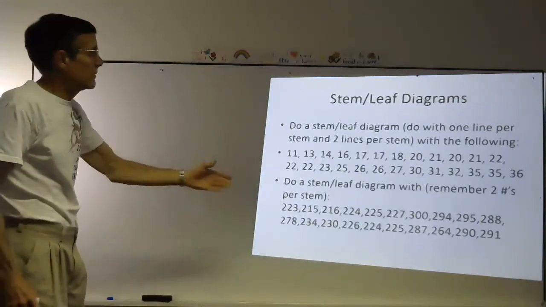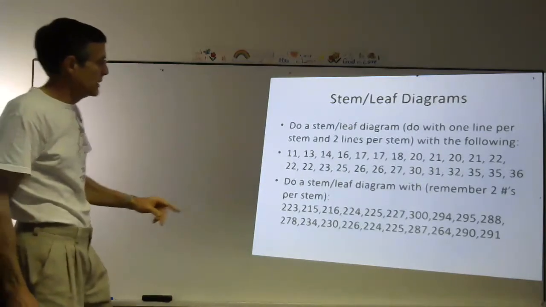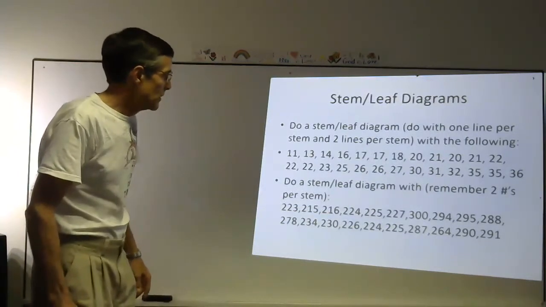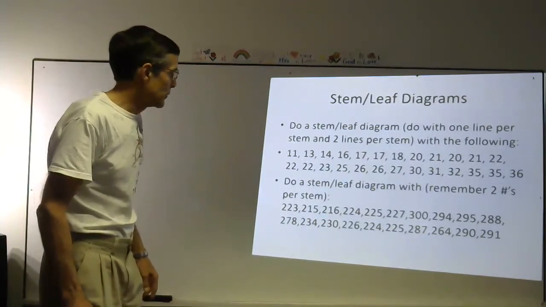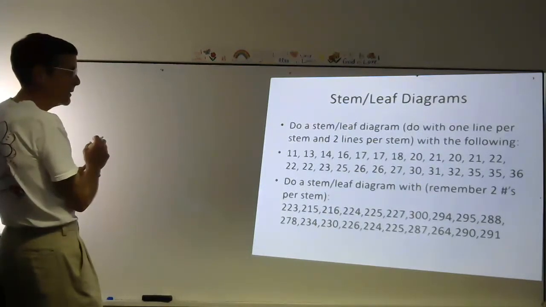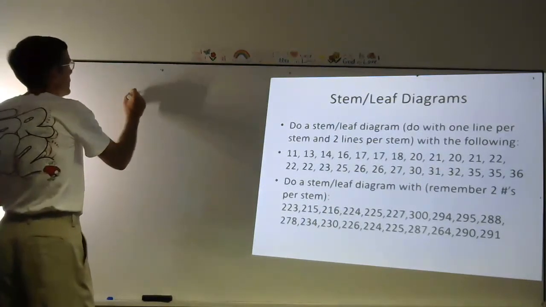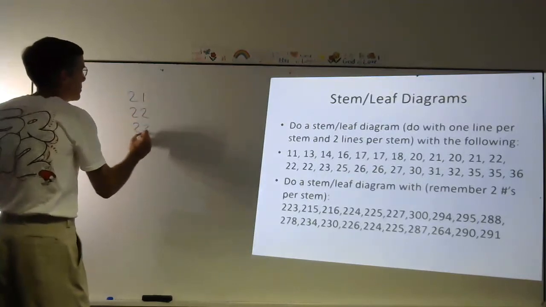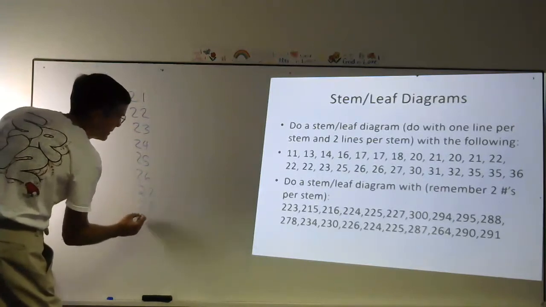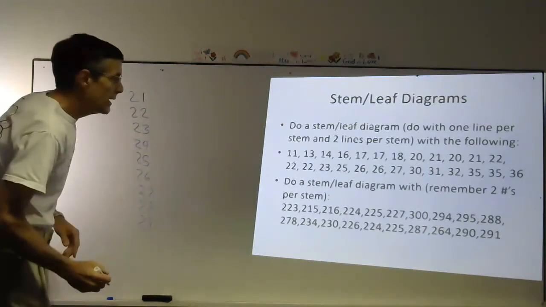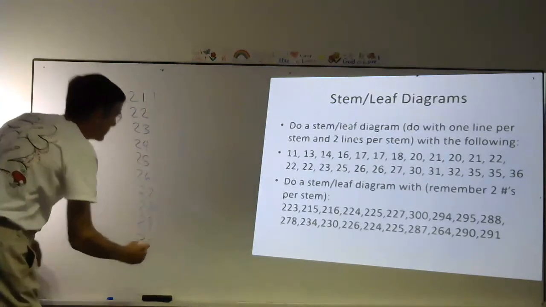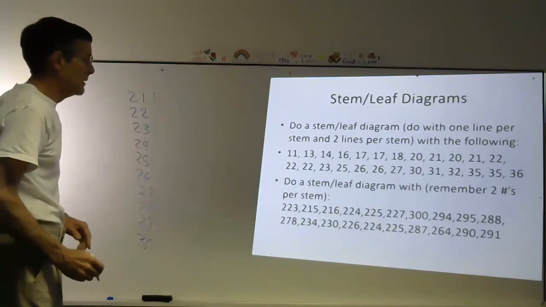Do a stem and leaf diagram, 2 numbers per stem. If you're looking on this one, we have numbers starting with like 21, and we're going the whole way up to 30, it looks like. I don't see any 200s, right? So we have 21, 22, 23, 24, 25, 26, 27, 28, 29, and 30. Vertical line, growing ever more faint.